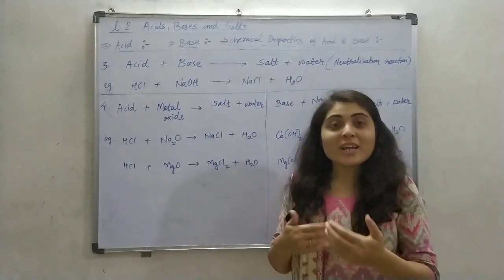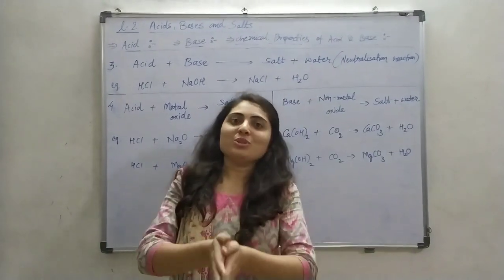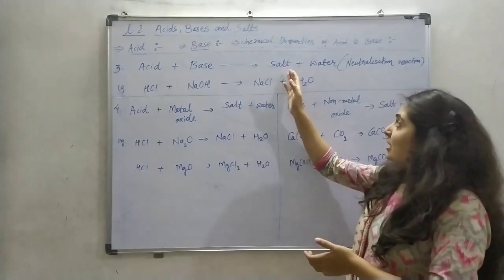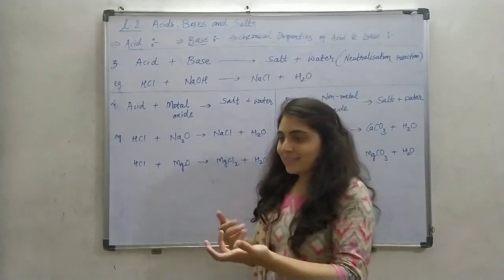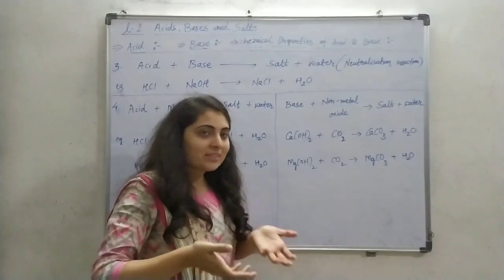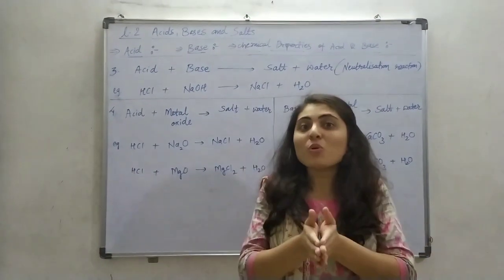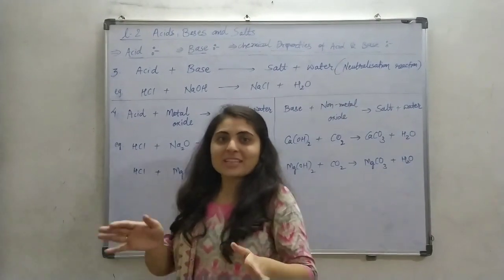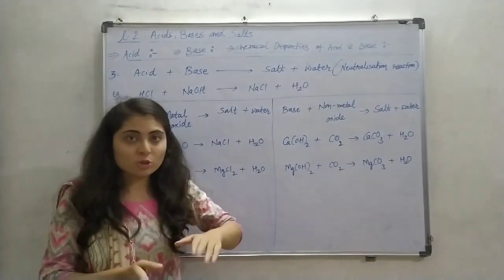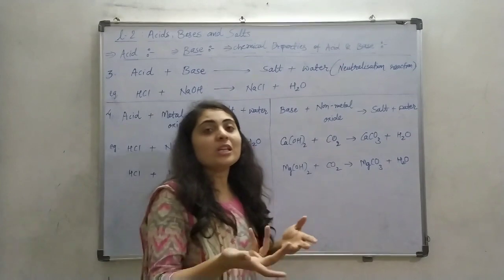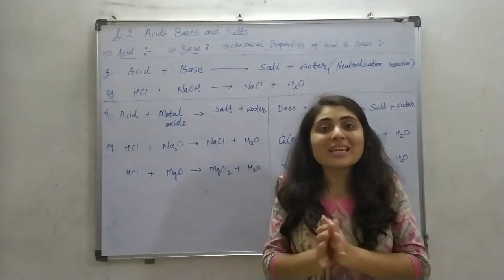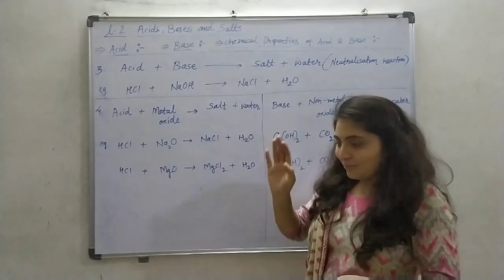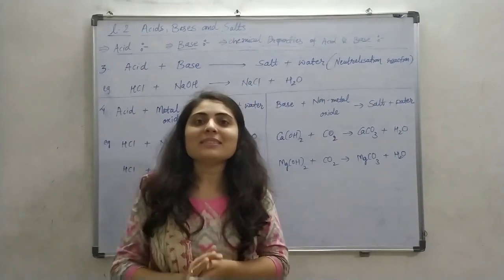Further, what happens when acid and base are mixed together? So acid plus base gives salt and water. See, acid has acidic nature, base has basic nature, but when they both mix together, they cancel each other's effect and make salt and water. So the result will not have any nature, acidic or basic. So we can say that they neutralize each other.